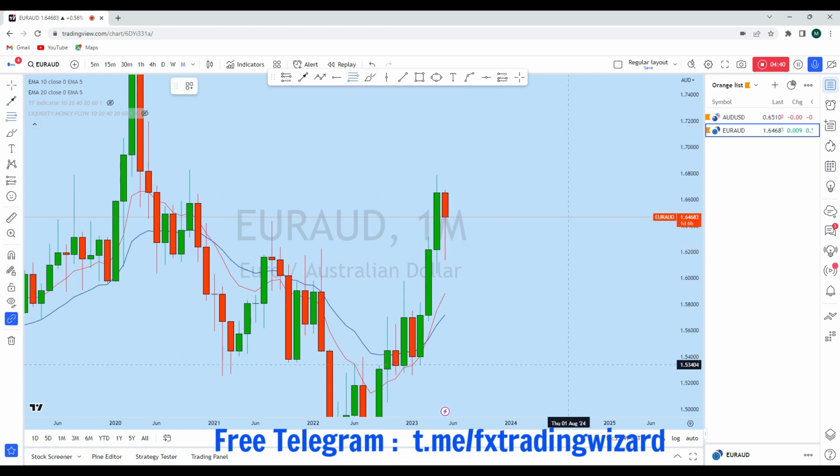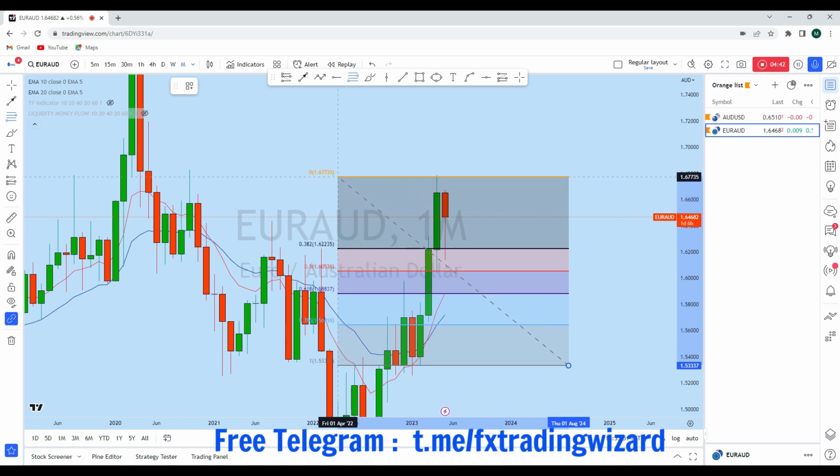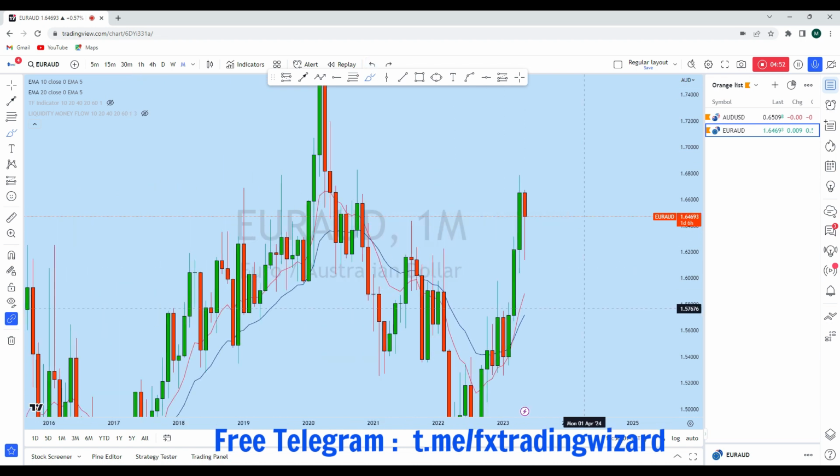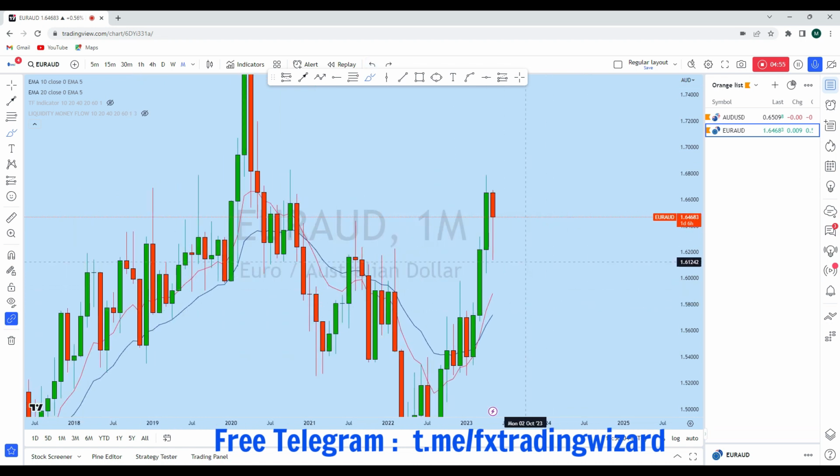If we take our Fibonacci for this monthly impulse from low to high, we can see that Euro AUD has come to this zone between the 38.2% and 50% Fibonacci level, and the price is rejecting again towards the upside. With that rejection, we can expect Euro AUD to continue to rise in that direction.